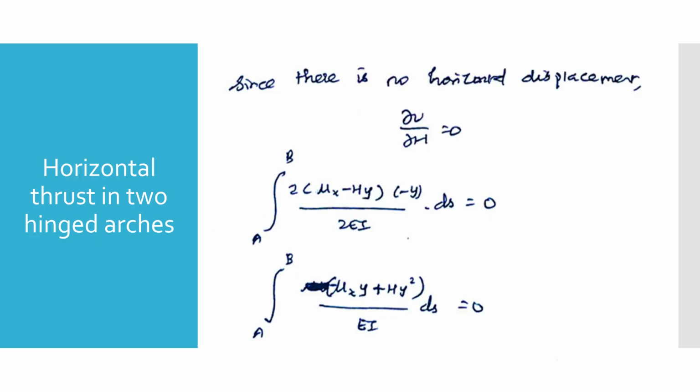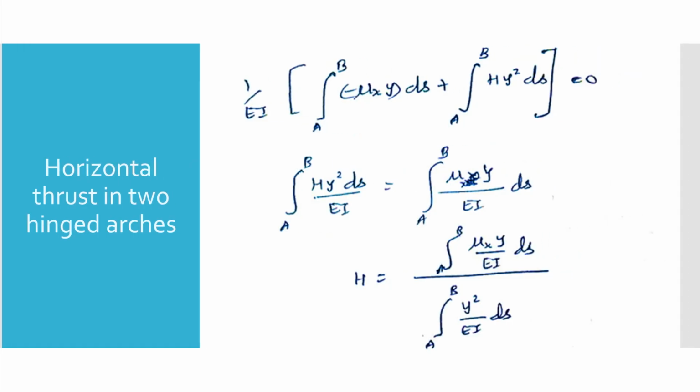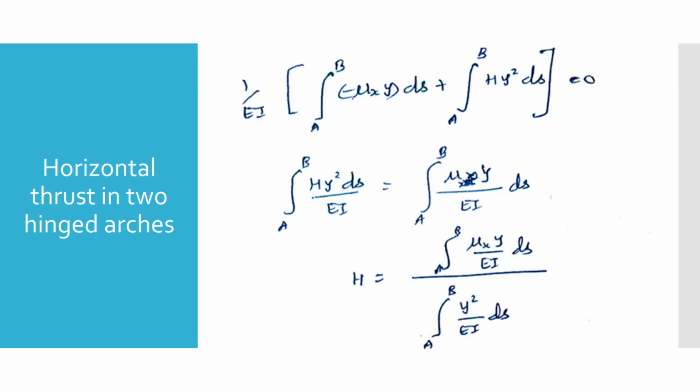Simplifying this yields the integral from a to b of (minus μxy plus Hy squared) ds divided by EI equal to 0. Separating the terms in our integral, 1 over EI times (minus the integral from a to b of μxy ds plus the integral from a to b of Hy squared ds) equals 0.